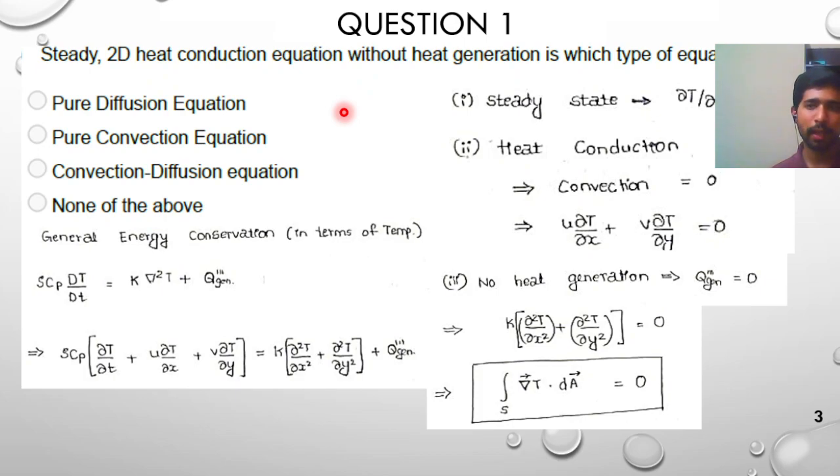I would ask one question here: is a pure convection equation possible? The second option is pure convection. We have seen that pure diffusion is quite easily possible. Is pure convection really possible? Can you write down in the chat box? It is possible. No. So I am getting a mixed answer here.